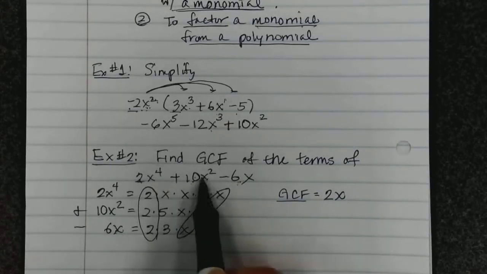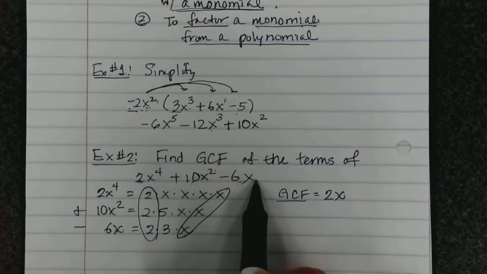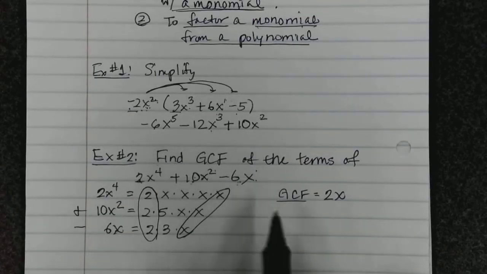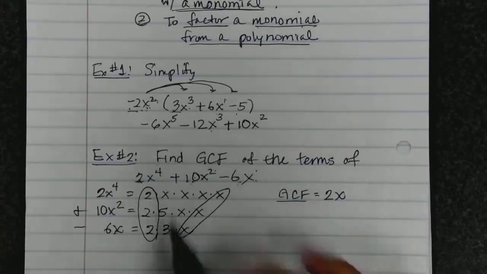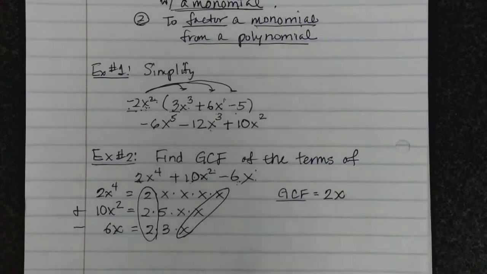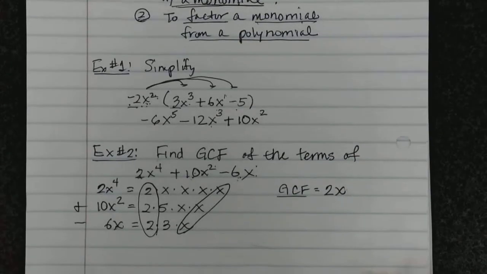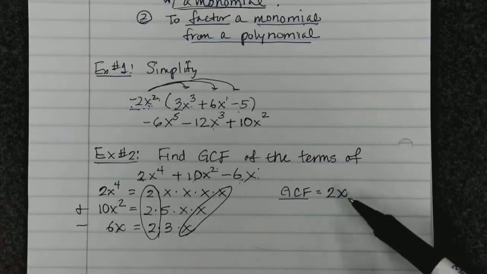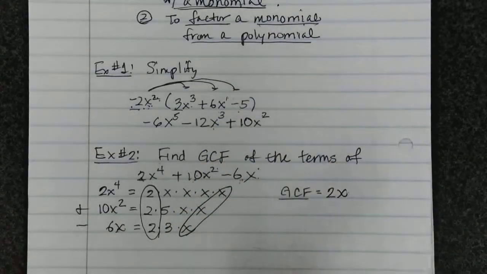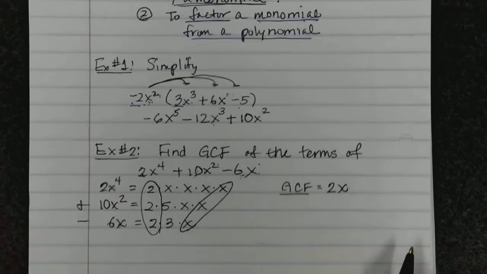And if you see variables, x to the 4th, x squared, and x, it's always the lowest exponent. And if there is no x, then x would not be part of the greatest common factor. So once we figure out our greatest common factor, this is the monomial that we're looking for. So our goal number 2 was to factor out a monomial, which is our greatest common factor, from the polynomials. And that's what we're going to do in example number 3.